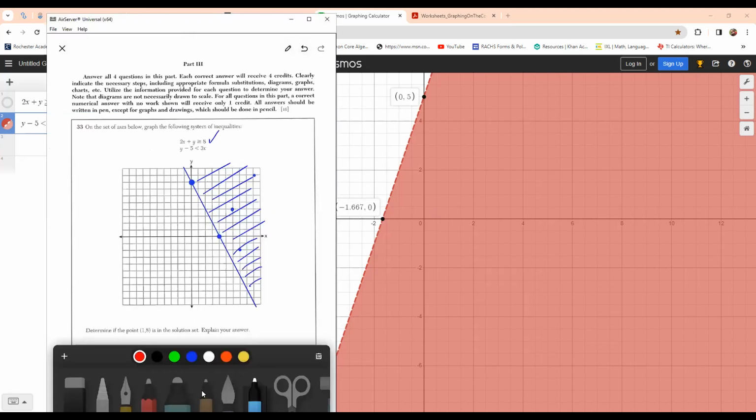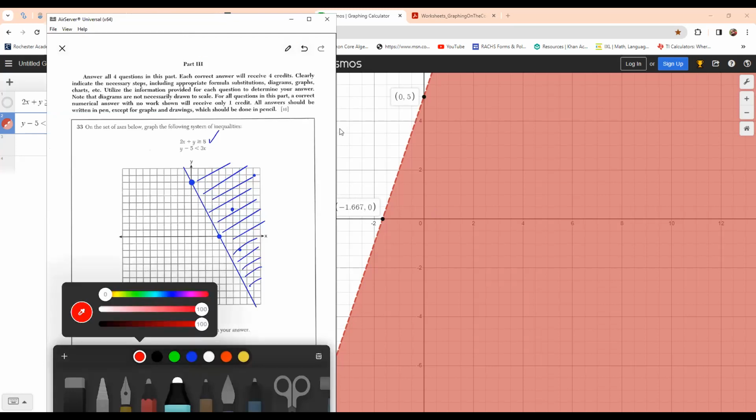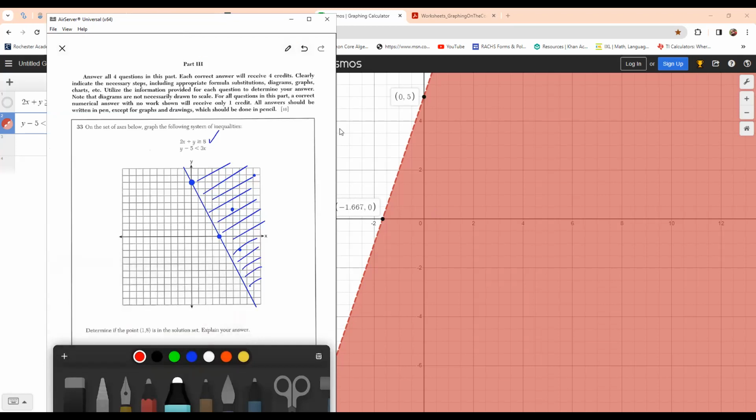Get my graph paper. (0, 5). So (0, 5), make sure it's red. Go up 5: 1, 2, 3, 4, 5. It's gonna be right there. And then I had a (-3, -4). So I'll go over 3 to the left, 1, 2, 3, and then down 4: 1, 2, 3, 4. Now, draw my line, the best line that I can through those points.